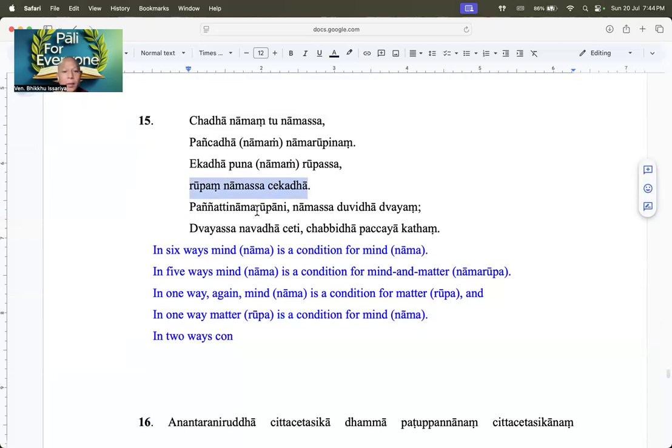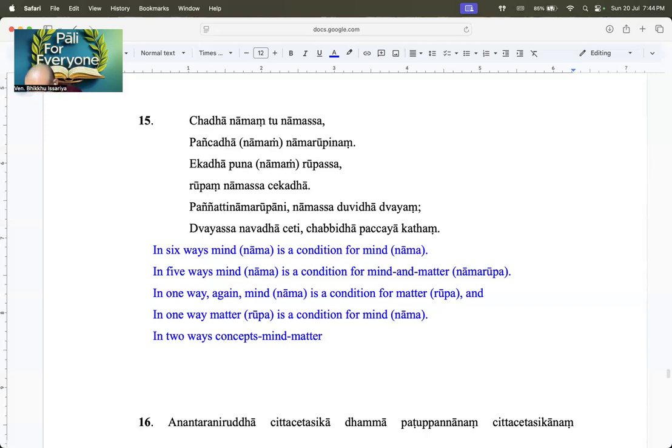And then Binyati Nama Rupani Namasa. So Duida, Dwayan. That is here Binyati Nama Rupasa, Binyati Nama Rupani Namasa. So in two ways, Duida. In two ways, Binyati means concepts, and nama means mind, and rupa means matter.